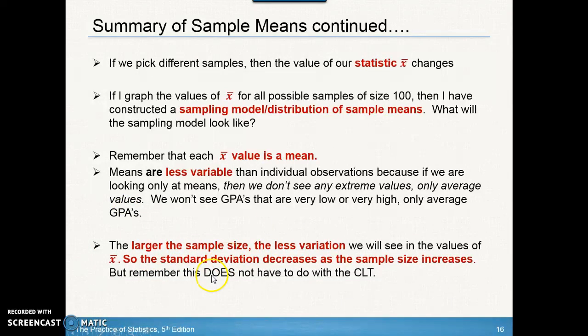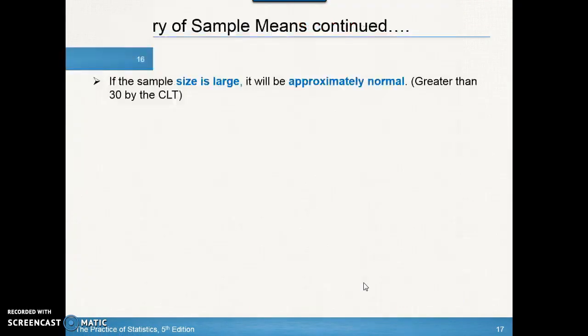The larger the sample size, the less variation we're going to see in the values of X bar. Well, why is that? Because the more values we have, the more all of the extreme values sort of average each other out. So as the sample size increases, the standard deviation decreases. But remember, that does not have to do with the central limit theorem whatsoever. The central limit theorem just tells us the shape of the graph.